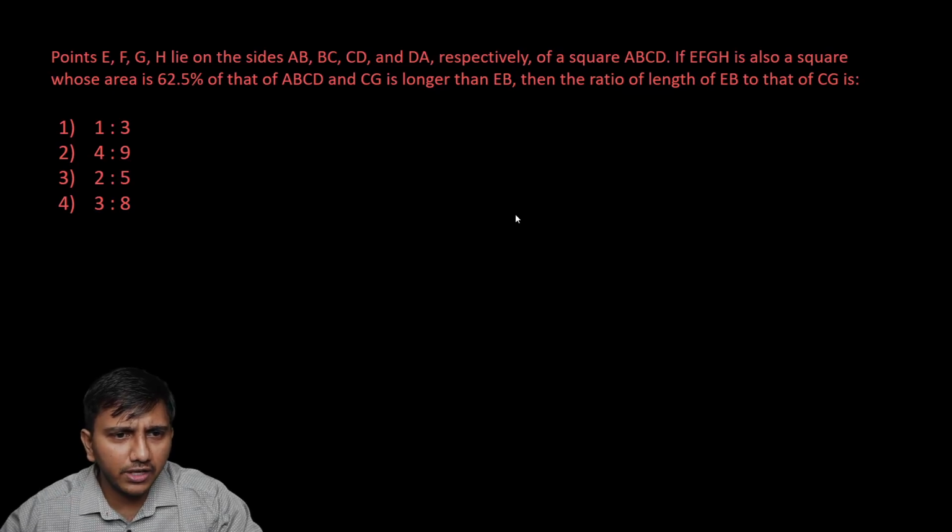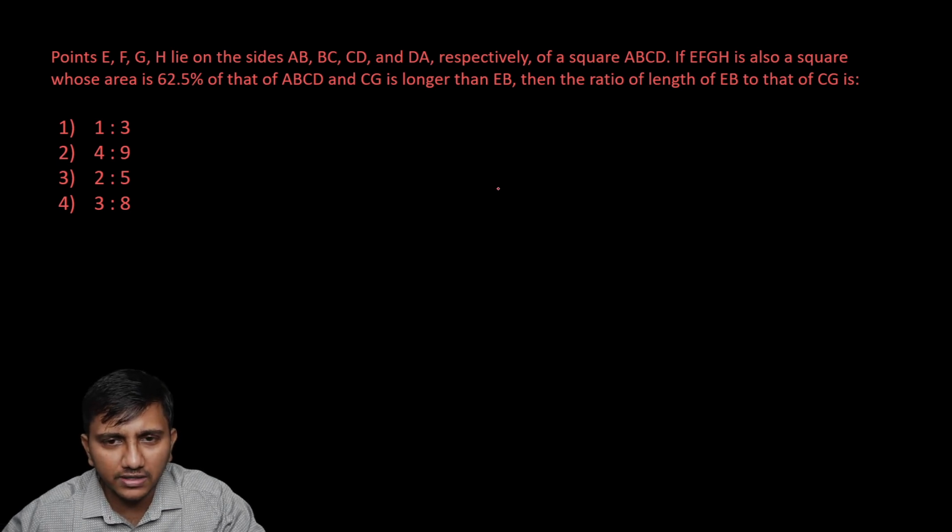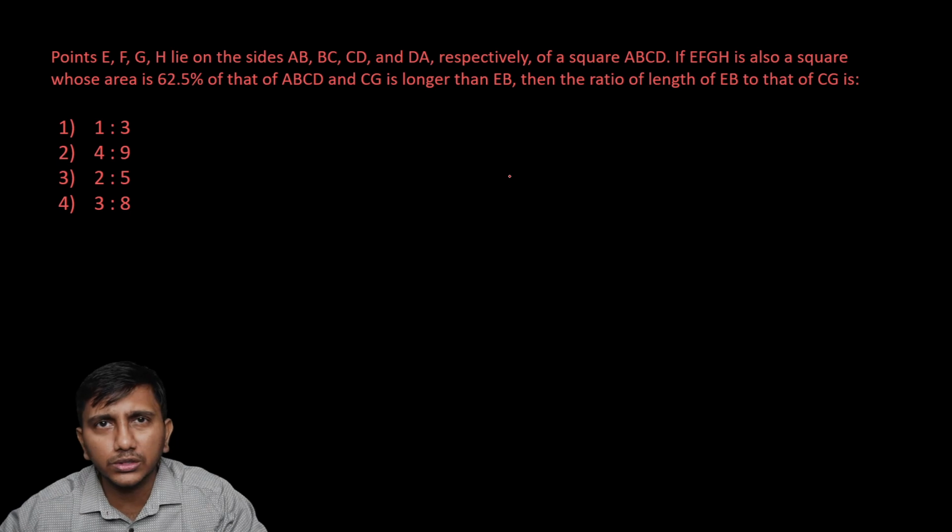Points E, F, G, H lie on the sides AB, BC, CD and DA respectively of a square ABCD. If EFGH is also a square whose area is 62.5%, that's a special number, of that of ABCD and CG is longer than EB, then the ratio of the length of EB to that of CG is, okay, let's first put that outer square ABCD.